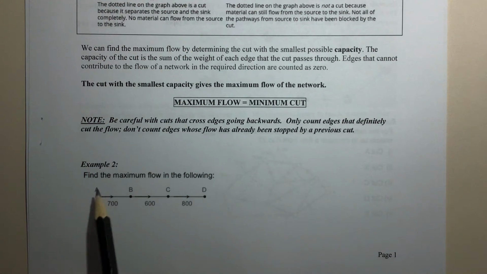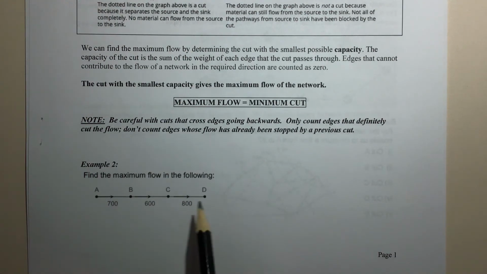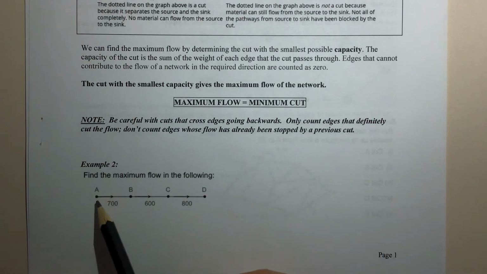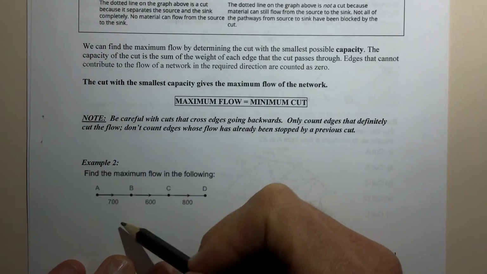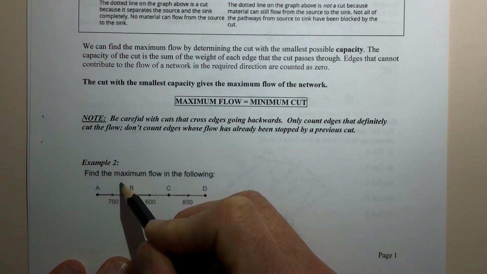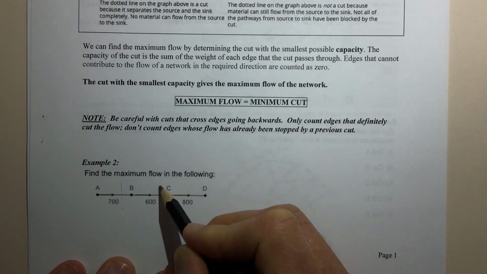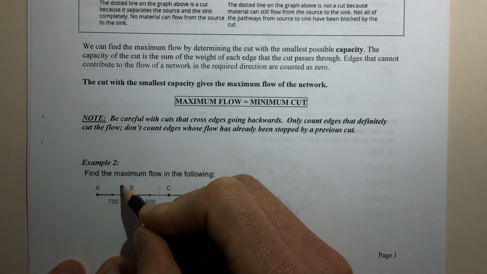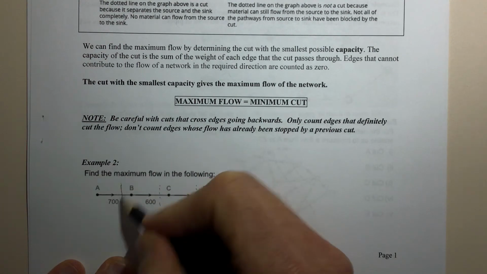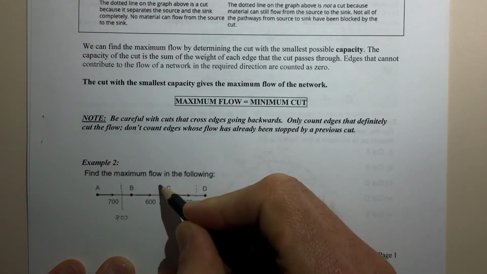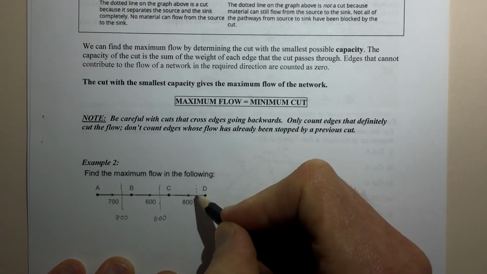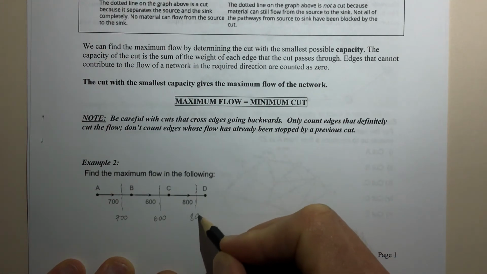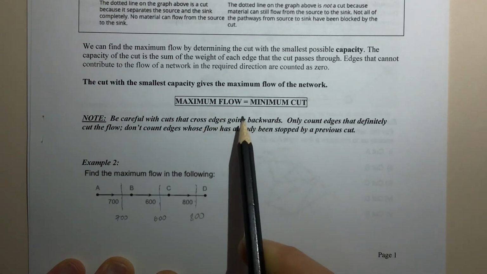Here's a nice simple network where it's just like a straight line. We've got 4 vertices and 3 edges, and our source, our starting point, is point A, and our finishing point is point D. If we're trying to think about the different cuts we can make, we could cut through the first edge, the second edge, or the third edge. To work out the capacity of each cut: the first cuts through an edge that's 700, the second cuts through an edge that's 600, and the third cuts through an edge that's 800. Remember, the maximum flow is equal to the minimum cut.